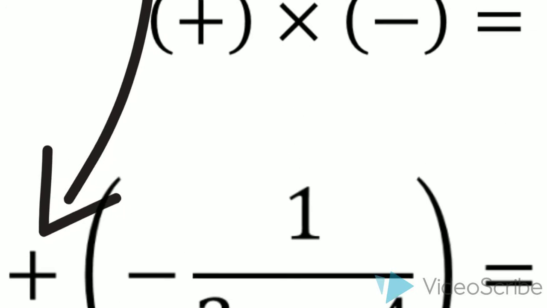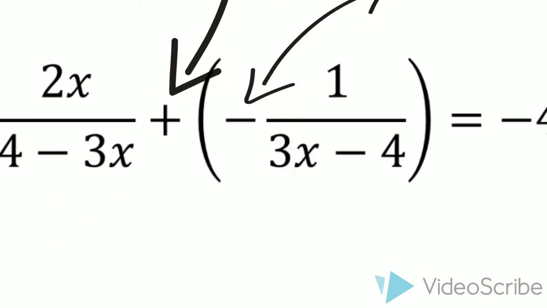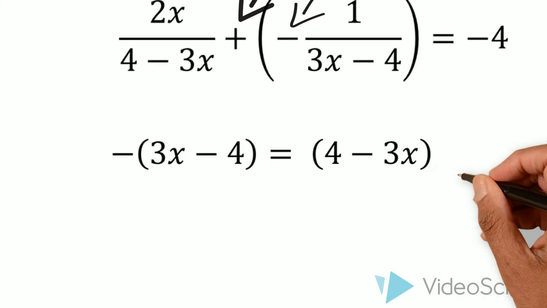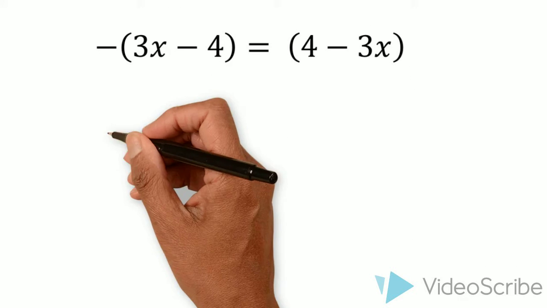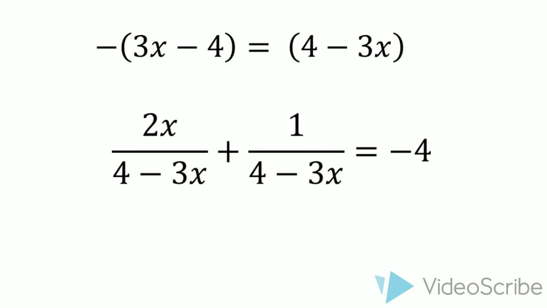When we do that and expand the negative sign that we just introduced, we will see that the negative 3x minus 4 will now become 4 minus 3x, which brings us to observe that both the denominators are now the same.